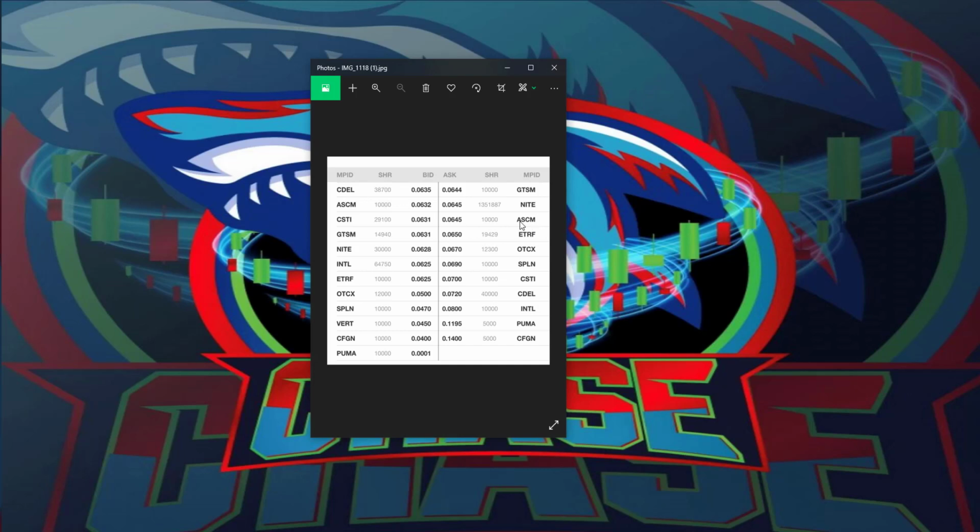But yeah, if you ever see ASCM on the bid and the ask together, don't dump into the bid, because more than likely what will happen, if they're trying to collect shares, they will go ahead and take their own ask and so forth.